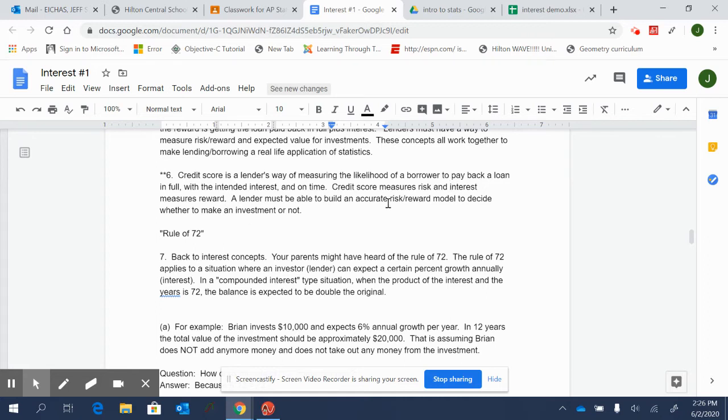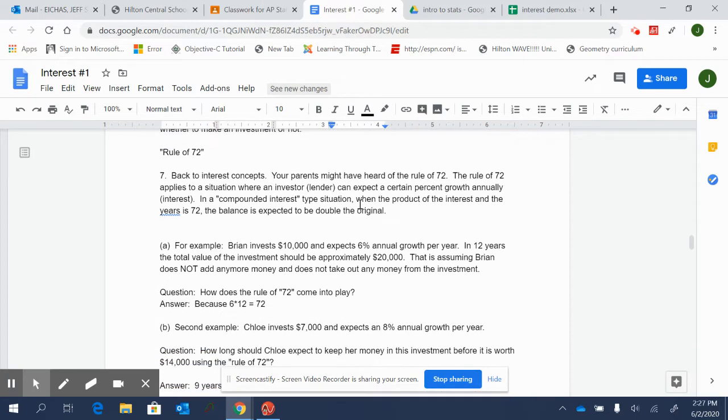Now, this is a risk-reward model that can be created by lenders. All right, that's what loan officers do. They measure your risk of paying back the loan, and then they also consider what's their potential reward if you do pay back the loan on time. And then they decide, is that really a good transaction for them to invest in?